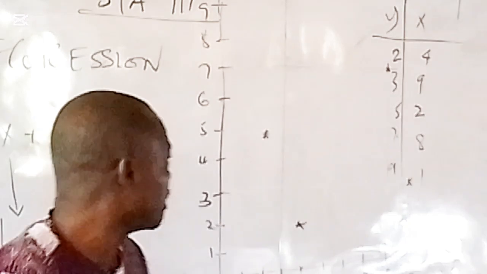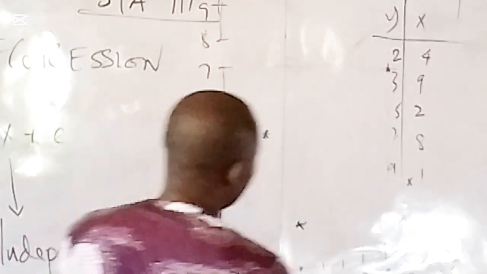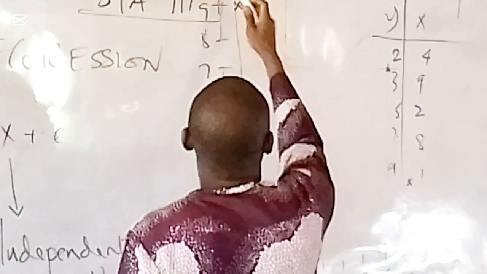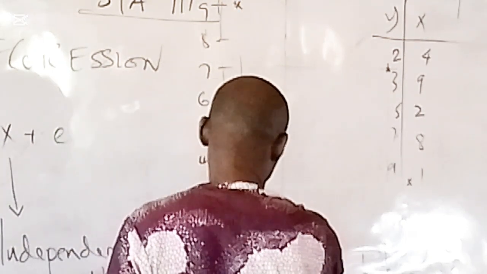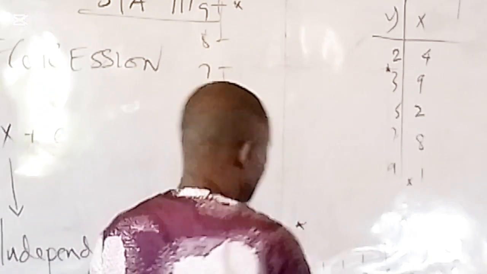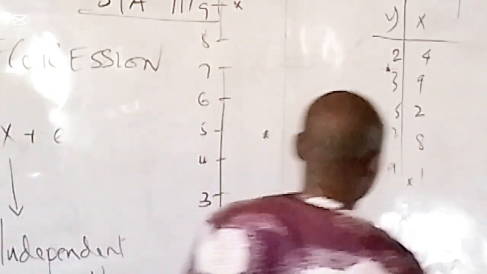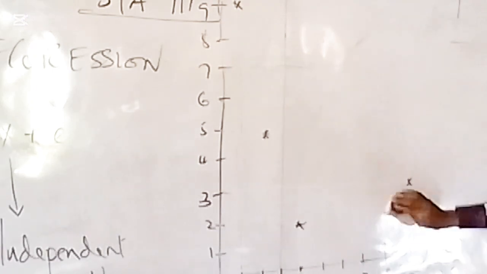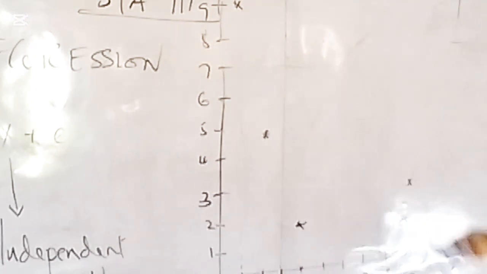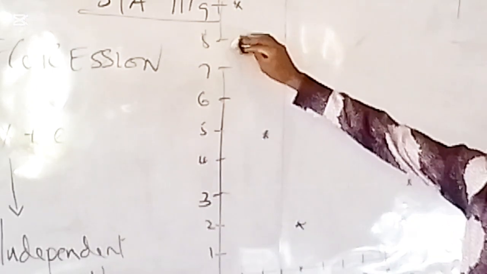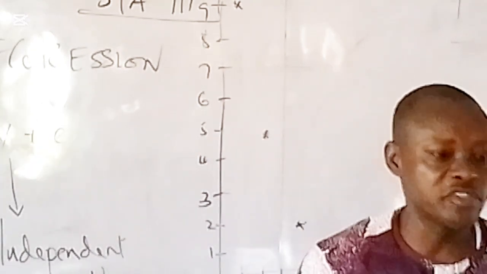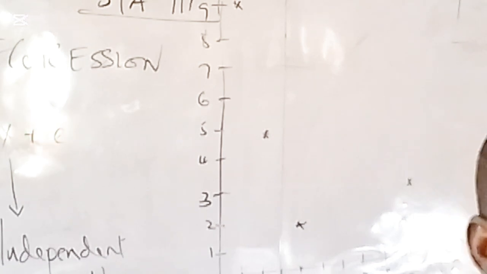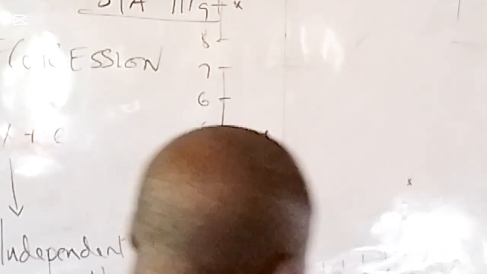When x is what again? 1. What's the value of y? You see the point at these places. Now if you check the board, you would see that we have presented all the points. This is called a scatter plot. It is a graph that represents the value of y at different values of x.